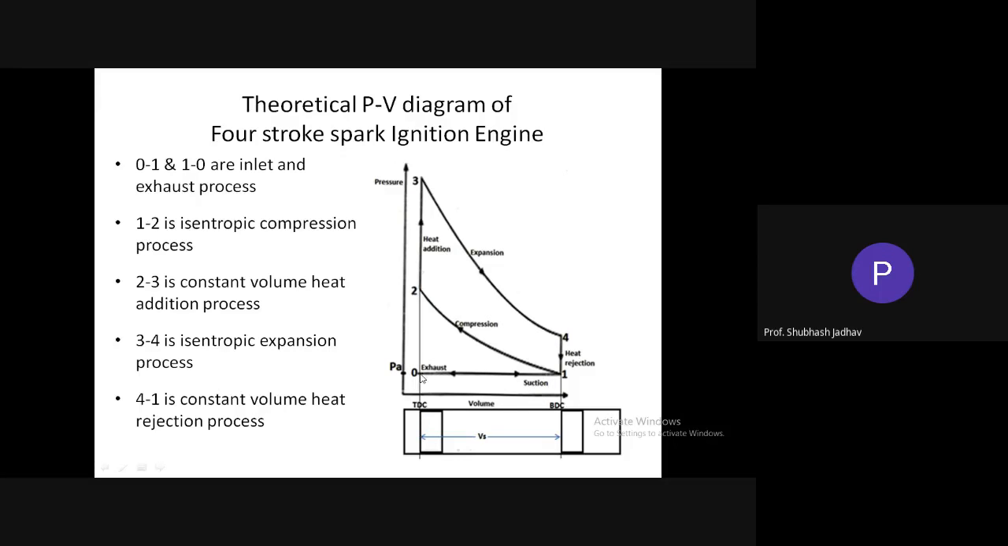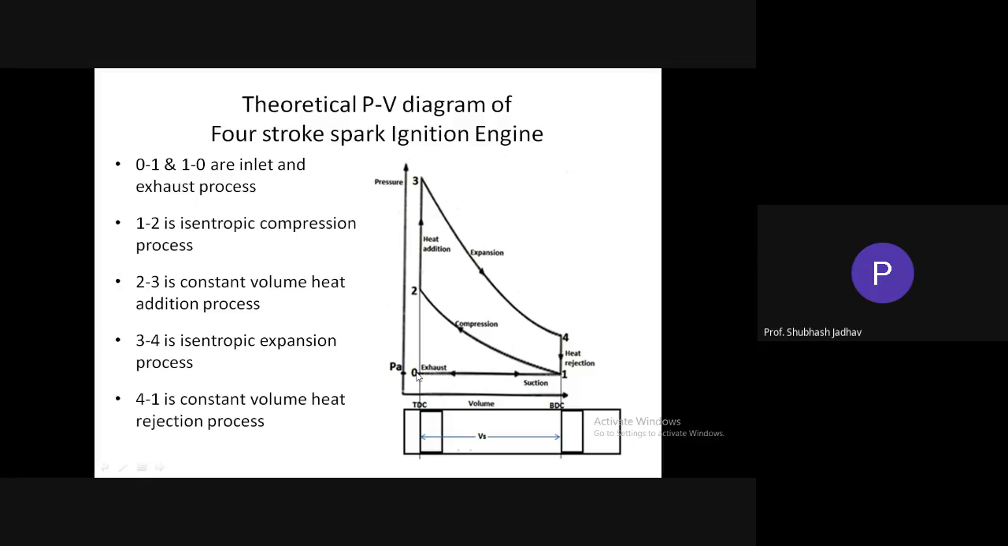So the piston starts moving from here, from zero, which is the zero position corresponding to the TDC of the piston. Therefore, the volume inside the combustion chamber, the engine cylinder, is going to increase as the piston is moving from TDC to BDC, until the piston reaches BDC. Initially it was the clearance volume. Now during suction, the piston has moved in this direction and has reached BDC.